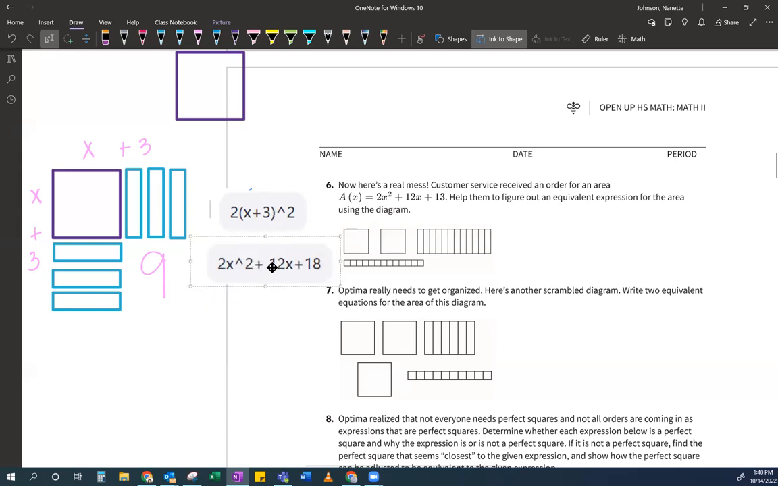Ms. Johnson, these are equivalent. Yes, they are. But Ms. Johnson, I don't understand because this one says 2x squared plus 12x plus 13, not your 18. I know, right? So we're going to have to figure out a way to write this. 2x squared plus 12x plus 18 is much too much. How much more is this than all of this? What were those extra pieces? How many extra pieces did we have?